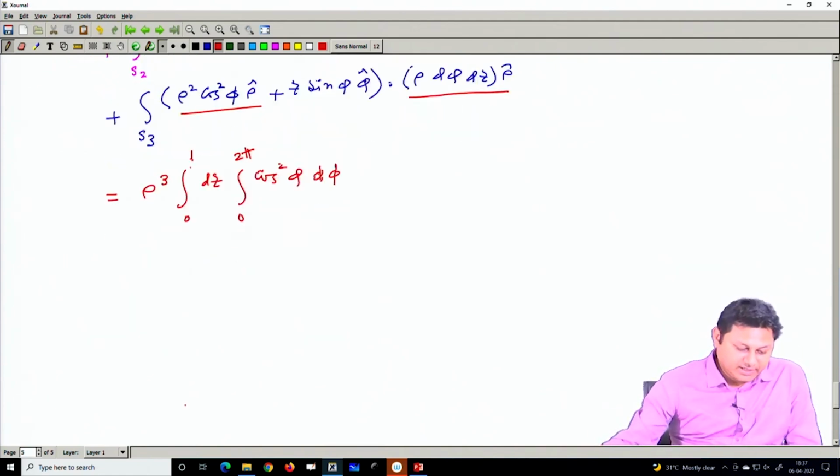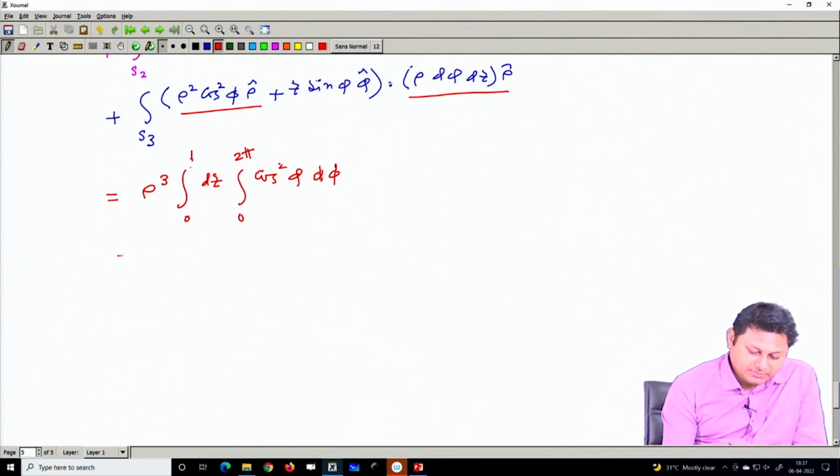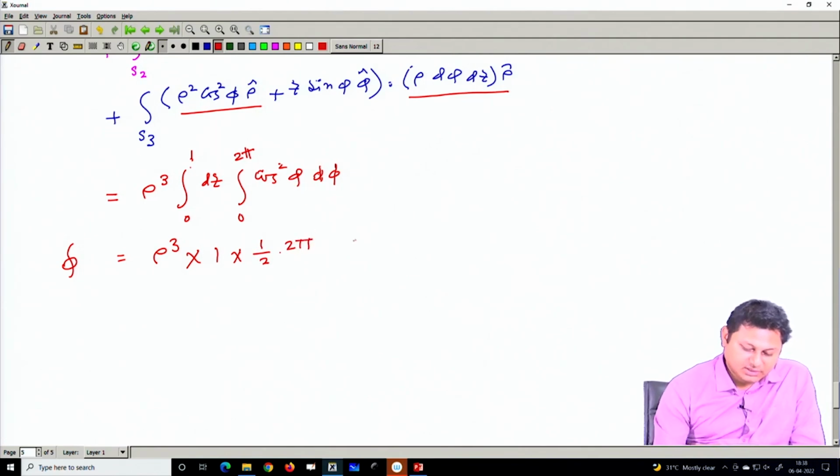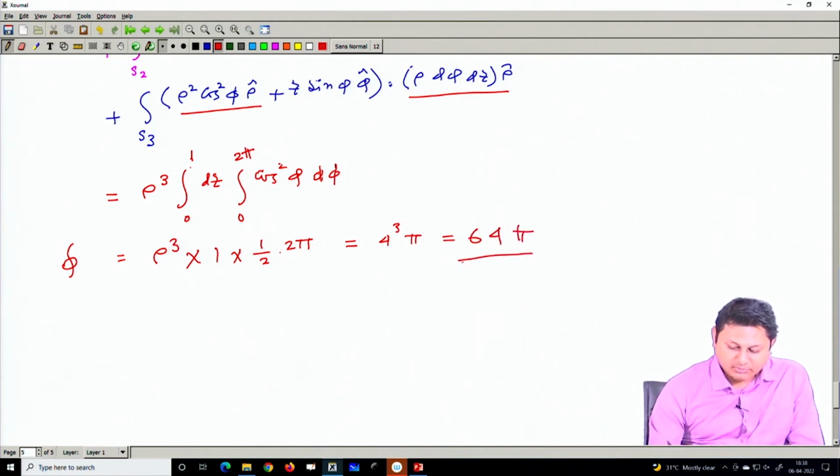Okay. So, if I execute that, it simply gives me the closed surface integral, rho cube into 1 into half into 2 pi. If you execute that, you will get this. So, this quantity rho is 4, so it should be 4 cube and pi. So, it should be 64 pi. So, that is the result of the problem 1.